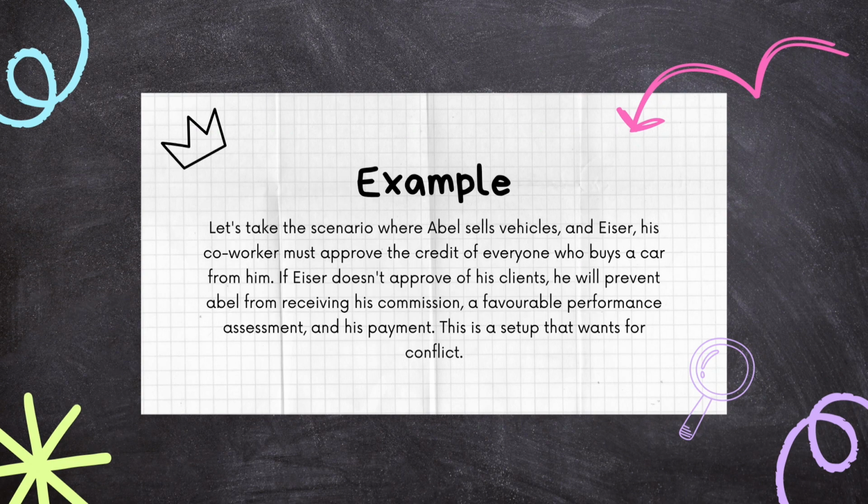Let's take the scenario where Abel sells vehicles and his co-worker must approve the credit of everyone who buys a car from him. If the co-worker doesn't approve his client, he will prevent Abel from receiving his commission, favorable performance assessment, and his payment. This is a setup for a conflict.